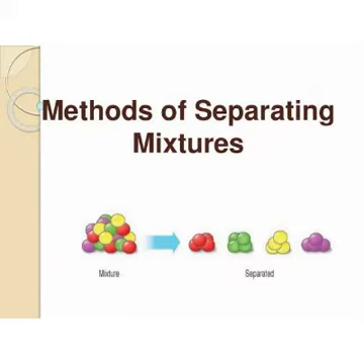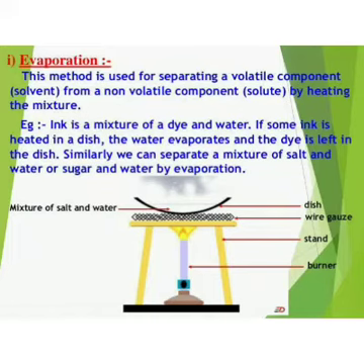Children, we know that the components of a mixture can be separated very easily by using physical methods like hand picking, sieving, filtration, etc. And sometimes some special techniques are also used to separate the components of a mixture, whether homogeneous or heterogeneous. And today we will be dealing with these special types of techniques, how mixtures are separated. So first we are dealing with evaporation.